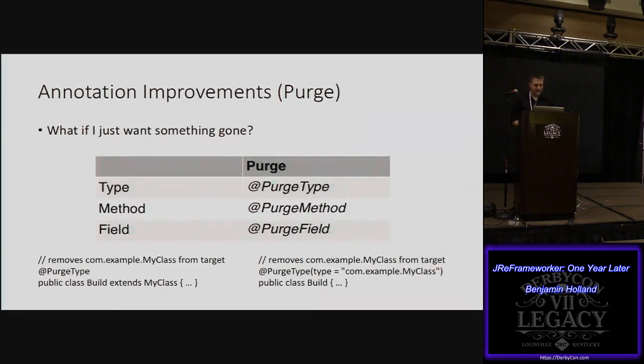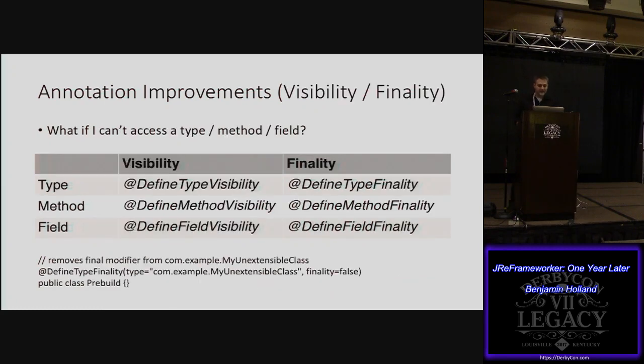Now let's go back to some of the improvements to the annotation. Originally I didn't think it was very interesting to remove functionality. But this is actually kind of useful. Maybe there's a deprecated method and you really don't want people to use it. You can just rip it out of the runtime. No big deal, right? So we added a purge version of all the annotations, so we can purge a type, method, a field.